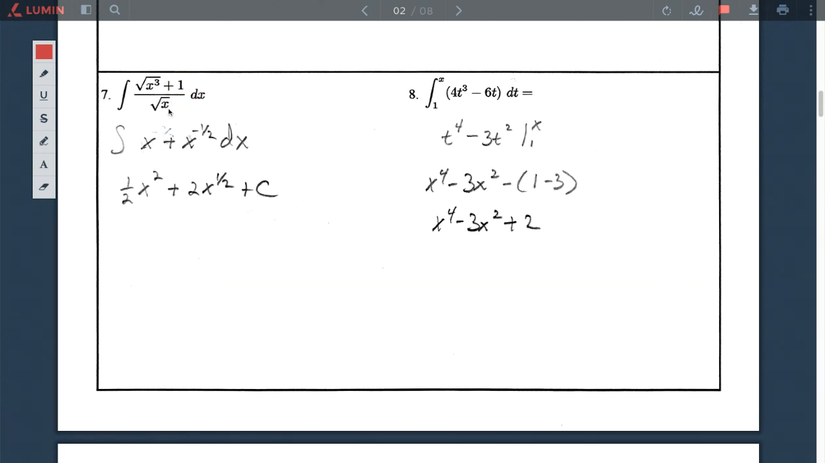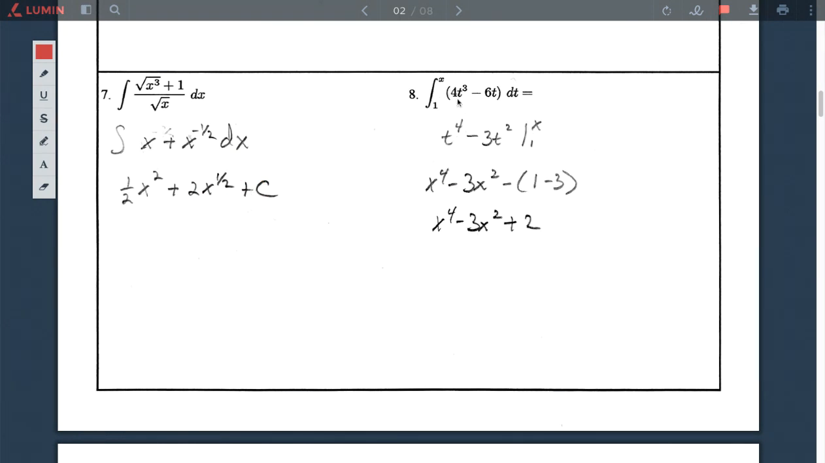Then I have 1 divided by x to the 1/2. So I just move the x to the 1/2 up. Gives me x to the -1/2. 1 plus 1 gives me 2. And I divide. 1/2 plus 1 gives me 1/2. Multiplied by the reciprocal. There's 2. Don't forget your plus c.